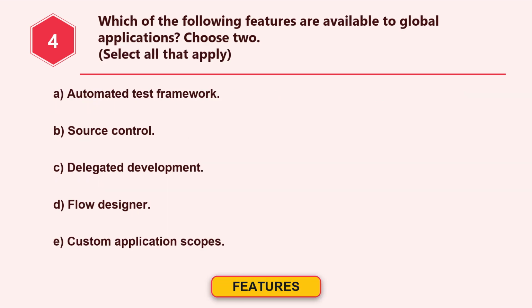Which of the following features are available to global applications? Choose 2. Option A. Automated Test Framework. Option B. Source Control. Option C. Delegated Development. Option D. Flow Designer. Option E. Custom Application Scopes.